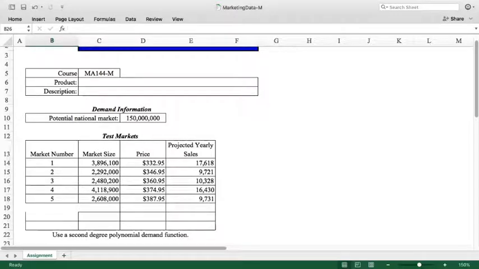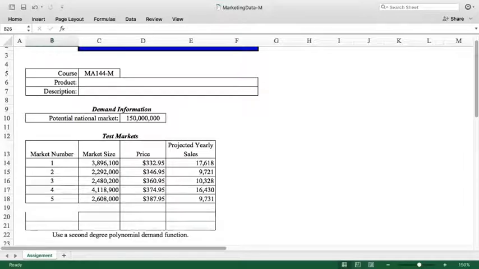So let's talk briefly about decision report number one. The first thing that you need to do for the marketing project is figure out how to understand your data. And the data that you get from your teams comes out of a small number of relatively small-sized test markets. They're small in relation to the potential size of the total national market for your product.